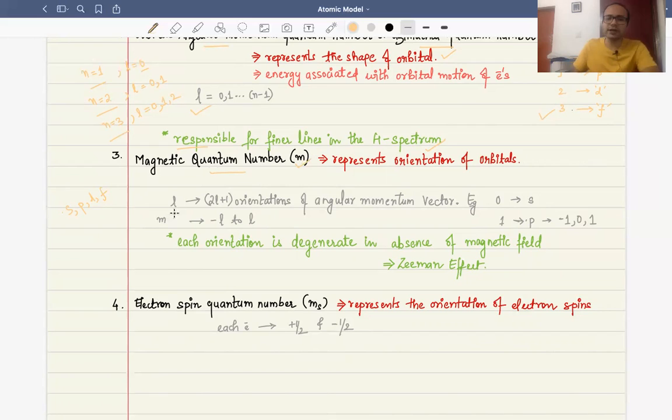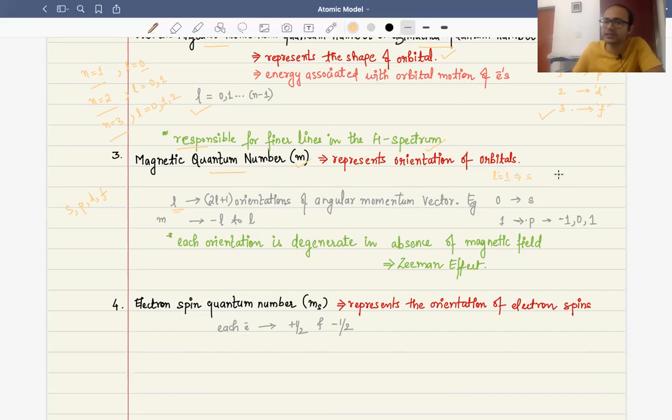Okay, so for each L value, that is the angular momentum quantum number, how many orientations are possible? You can calculate using this formula, which is 2L plus 1. For example, when we talk about L value 1, which I just now told you represents the s orbital.